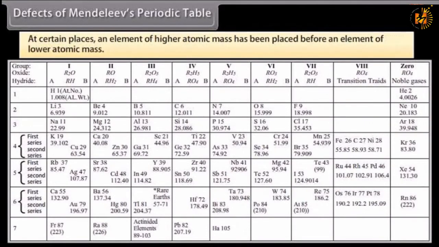At certain places, an element of higher atomic mass has been placed before an element of lower atomic mass. For example, argon 39.91 is placed before potassium 39.1.